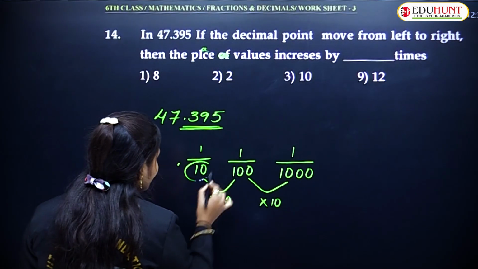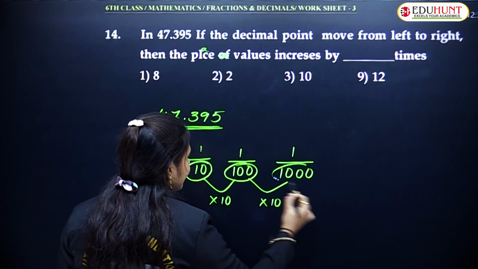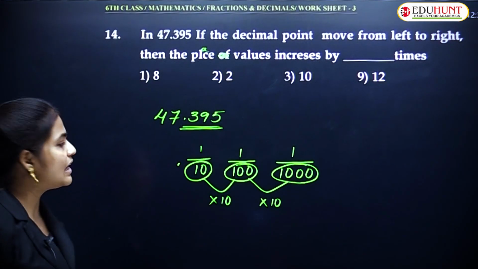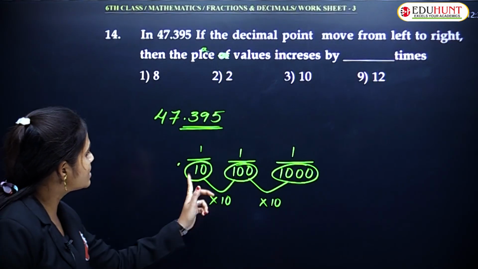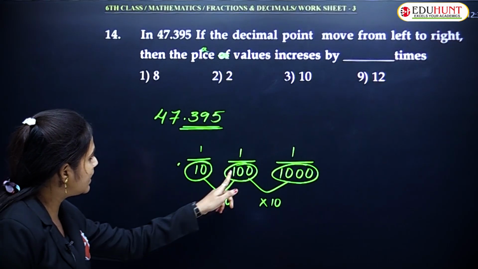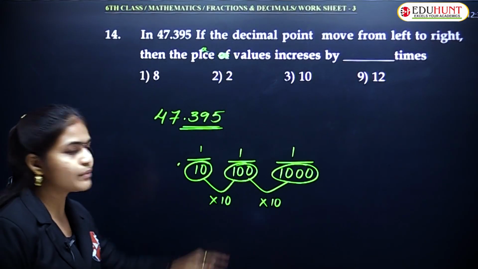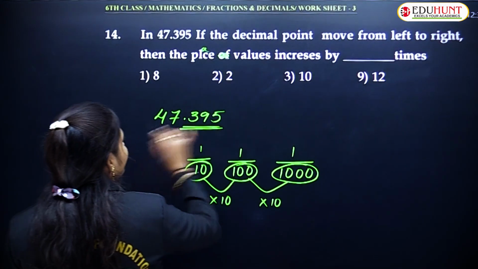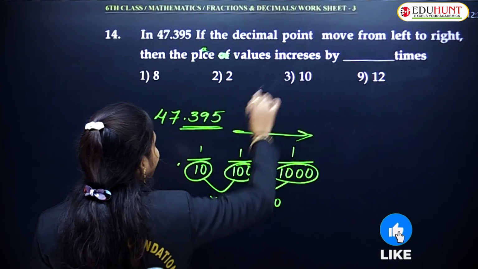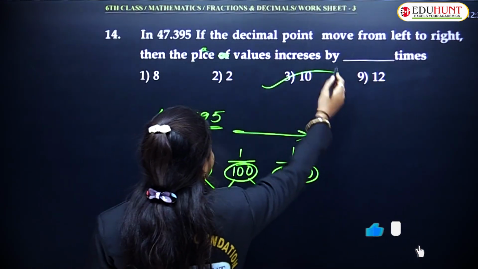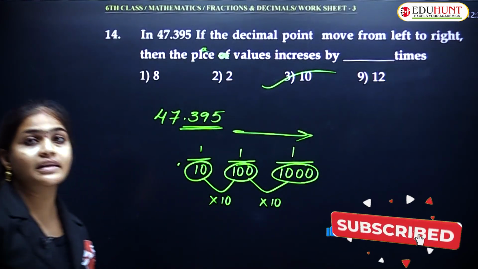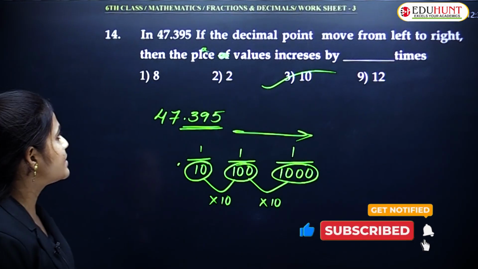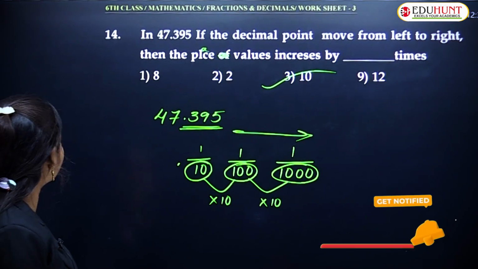For the decimal values I am saying here 10, 100, 1000, the denominator values. 10 into 10 is equal to 100. Again 100 into 10 is equal to 1000. So as per this, while moving from left to right, the decimal value increases by 10 times. Option 3 is correct here.